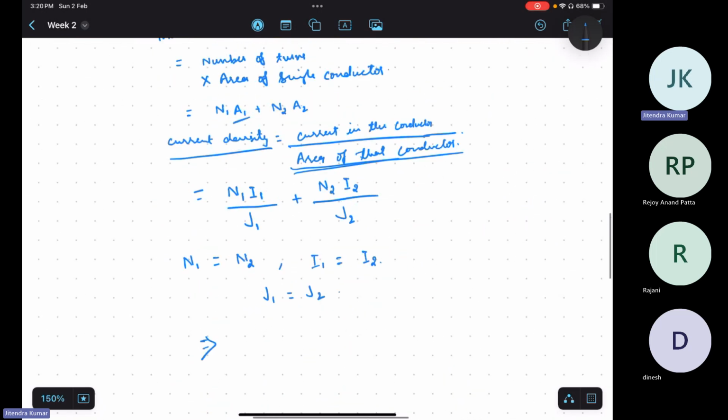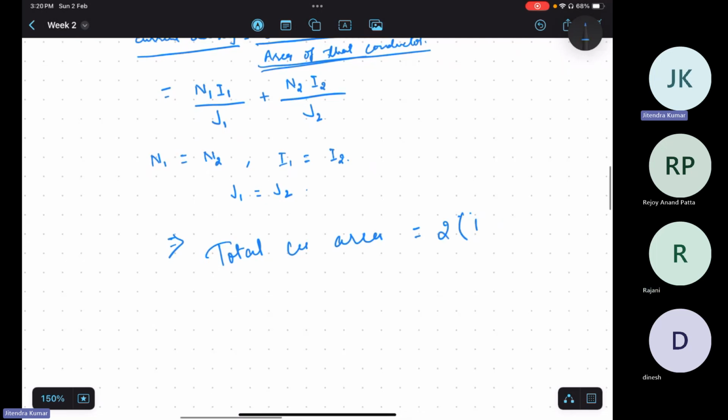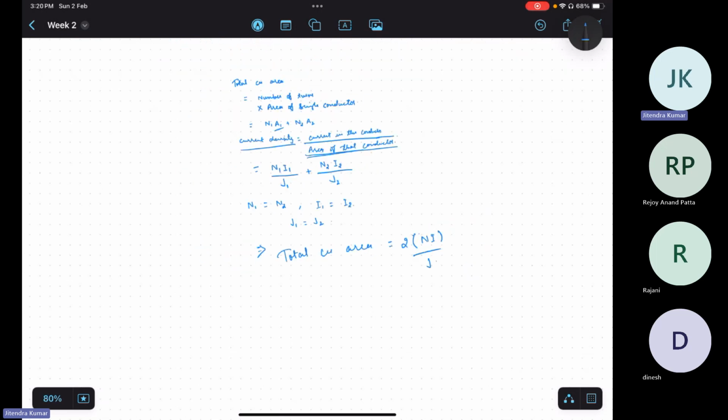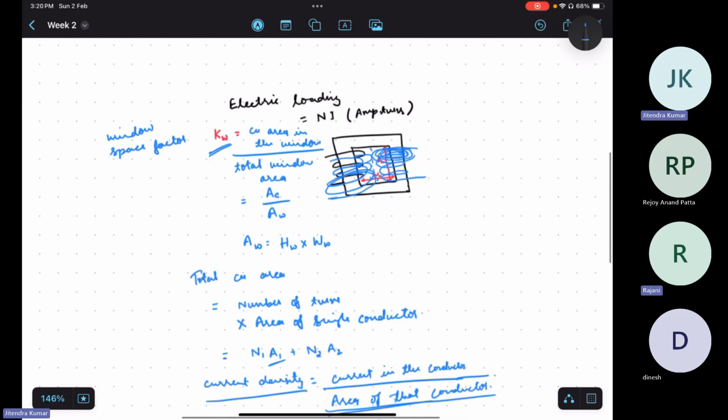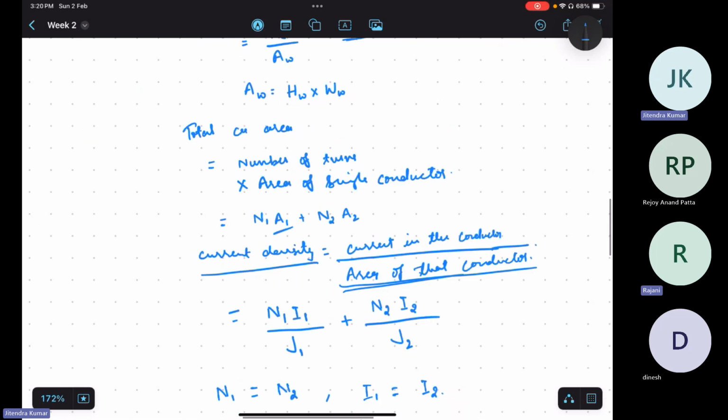total copper area equal to how much? 2 into N, sorry, yes, you are right. 2 into N into I divided by J. So this is your total copper area. So now you know everything about your window space factor in the transformer, right? If you are asked about any terminology, I hope you will be able to deal with that.